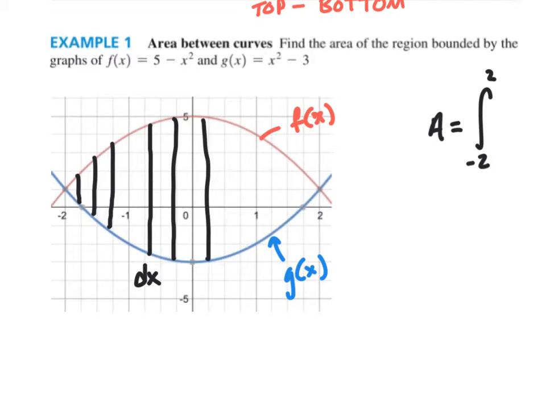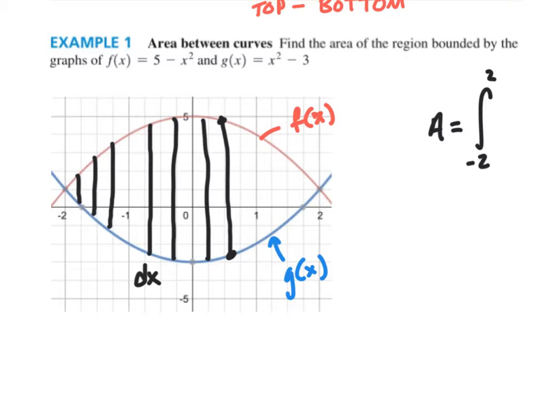Depending on whatever x value we're using, we can calculate the heights simply by subtracting the top number minus the bottom number. But since we're dealing with a function over an interval from -2 to 2, we have to be generic here, and we have to talk about subtracting the bottom function from the top function.